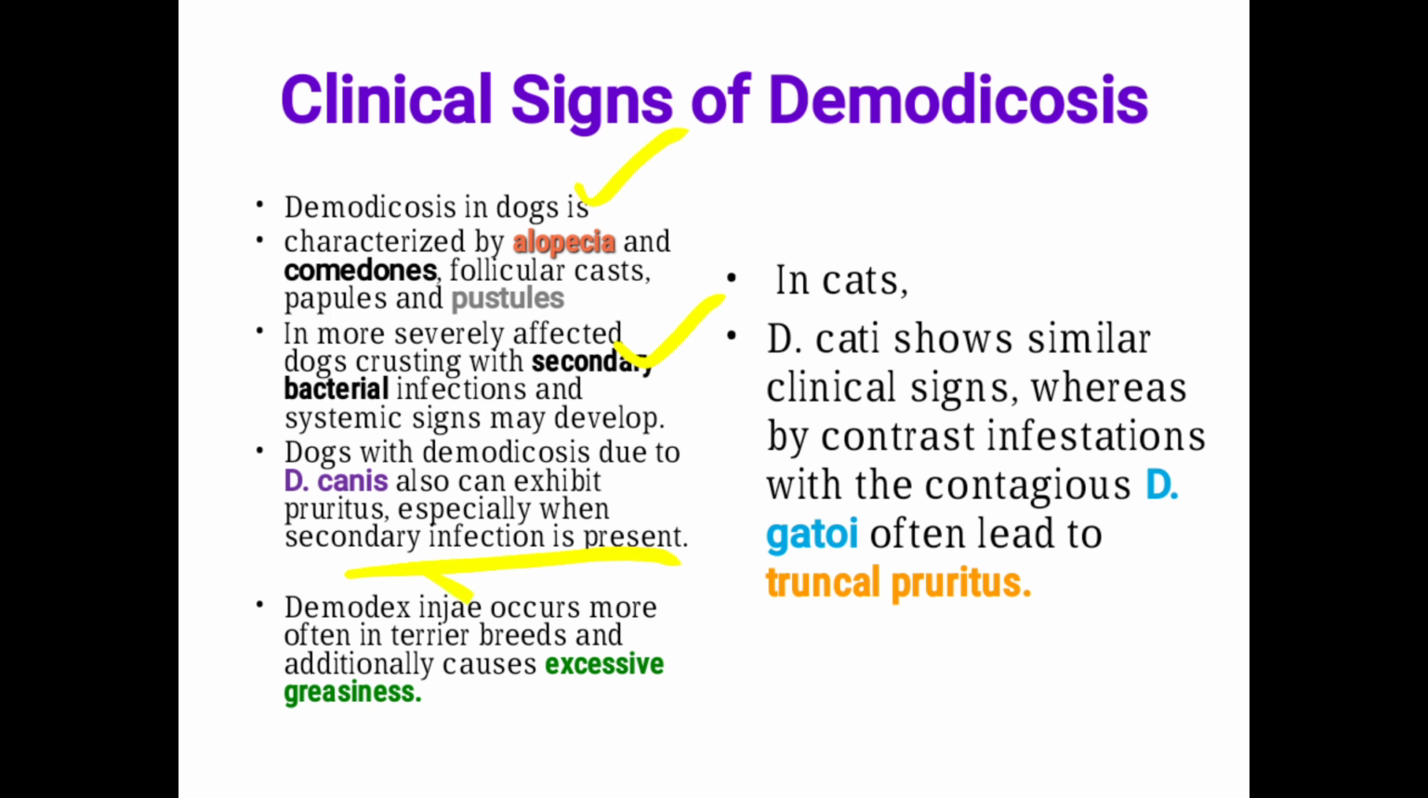Demodex injai is a species of mite which occurs more often in terrier dog breeds and additionally causes excessive greasiness due to excessive production of sebum from the sebaceous glands in the skin. While in cats, Demodex cati shows similar clinical signs, whereas by contrast, infestations with contagious Demodex gatoi often lead to truncal pruritus. There are several species of mites responsible for demodicosis in dogs and cats, but I have mentioned here a few of greater importance.